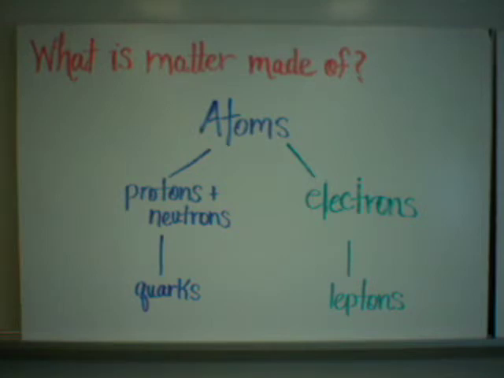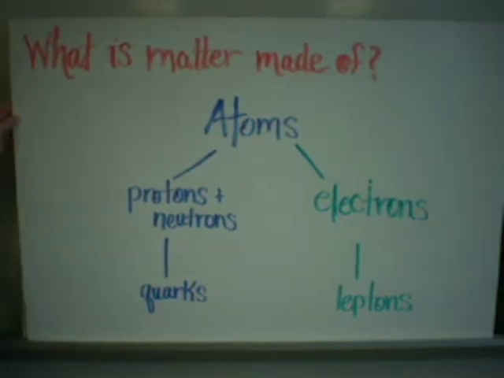But we can even go further. The protons and neutrons are made of particles called quarks, and the electrons are made of particles called leptons. We're getting into particle physics when we're talking about quarks and leptons. If you asked a physicist what matter is made of, their answer would probably be quarks and leptons. Now that we know what makes up all of matter, let's learn how to classify it.